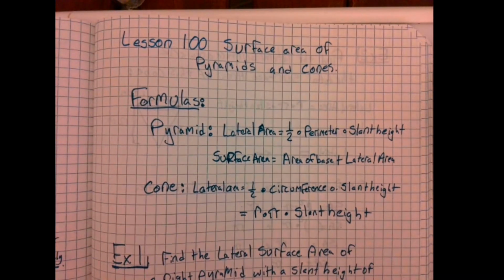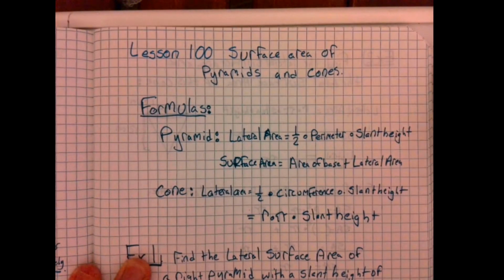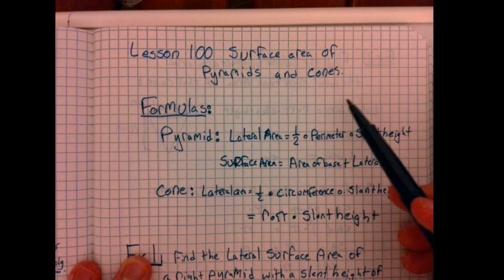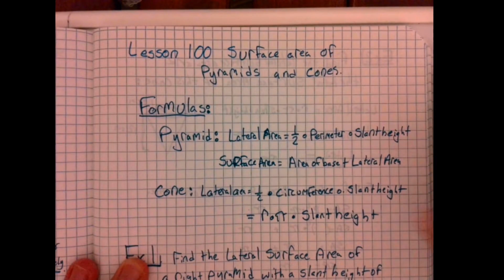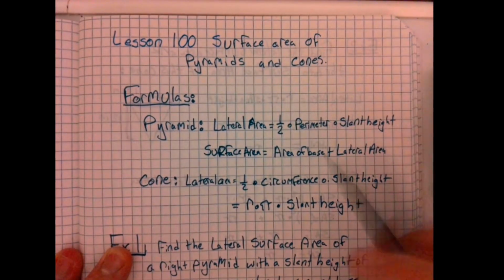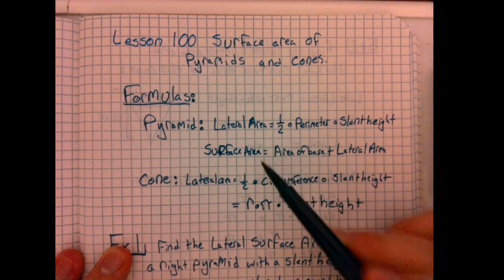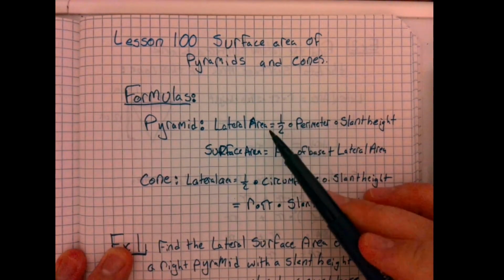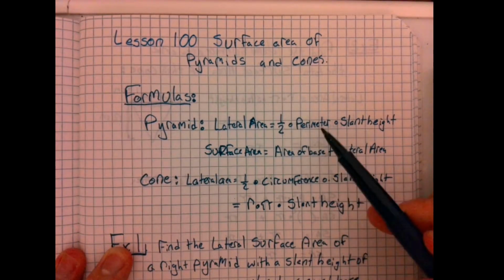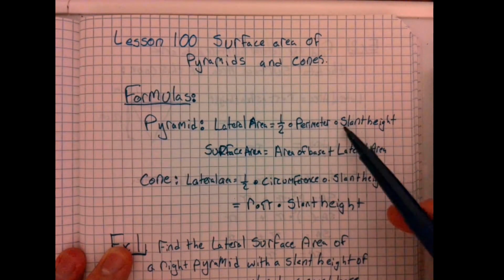Welcome to Saxon Math Course 3, Lesson 100, Surface Areas of Pyramids and Cones. So for today's lesson, we're going to have two formulas. The first one is the formulas for our pyramids, which will give us our lateral area and our surface area. To find the lateral area of a pyramid, it is 1/2 times the perimeter of the pyramid times slant height.